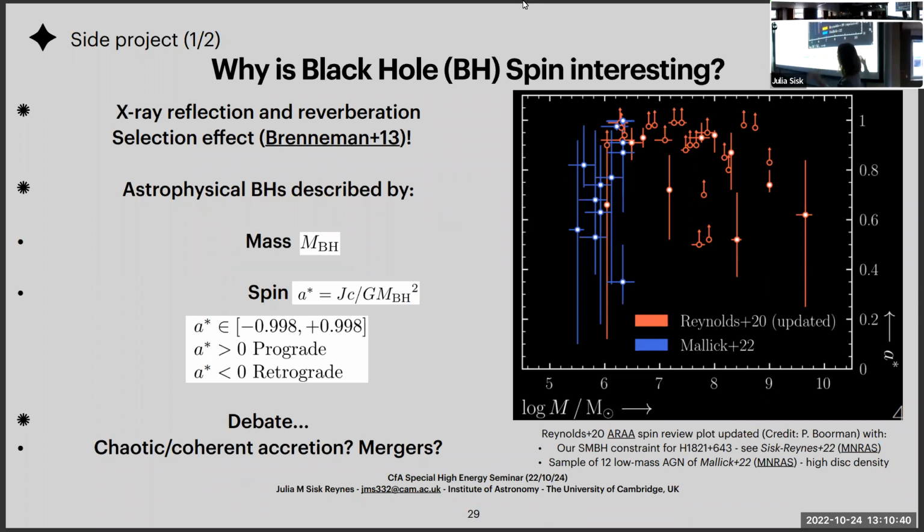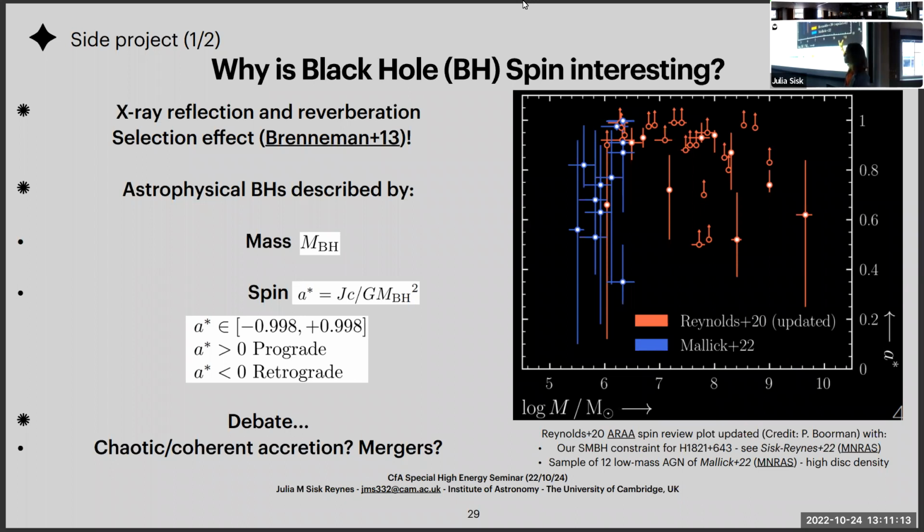Of course, this is important because the no-hair theorem of general relativity states that the fundamental numbers that describe astrophysical black holes are its mass and its spin or angular momentum. This is what I refer to as the dimensionless spin parameter. As you can see here, we have many data points in the lower mass range, and we seem not to have many spin constraints for higher mass black holes.